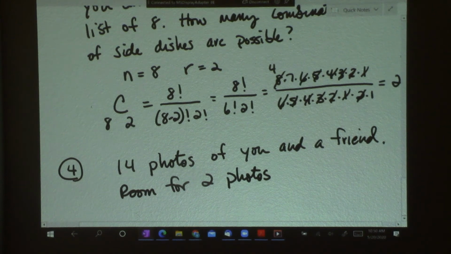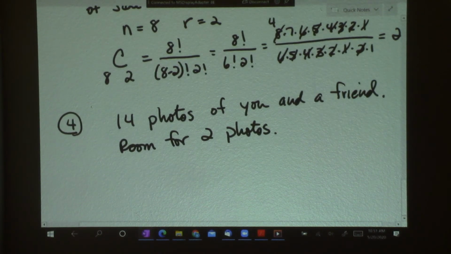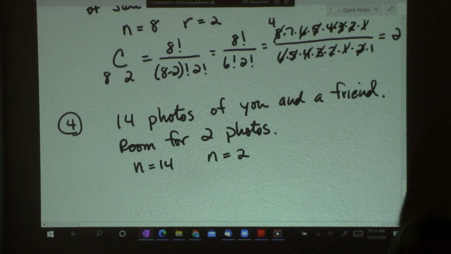And it doesn't matter which one. So order doesn't matter. Okay? What is the probability that your photo and your friend's photo are the two placed at the top of the page? So we have our n is 14, and I'm picking 2. Now it's of you and a friend, but it doesn't matter who's first. So it could be you and then the friend picked randomly, or the friend then you. So do you see how there's 2 possibilities there?